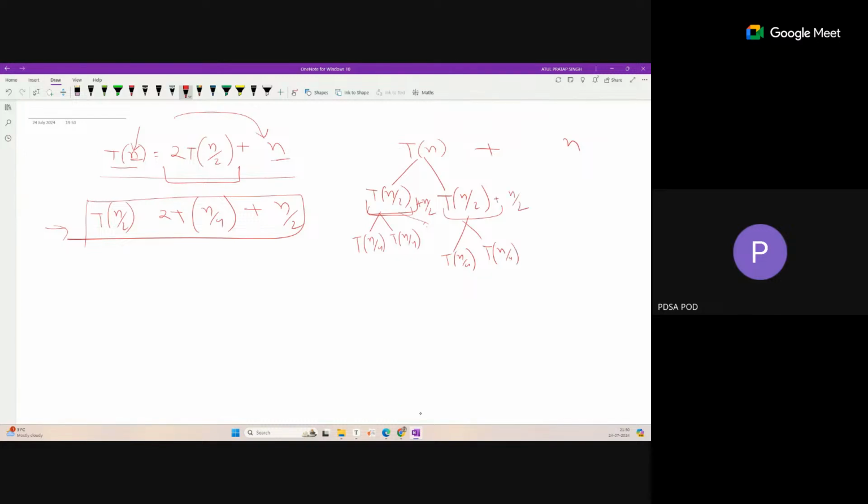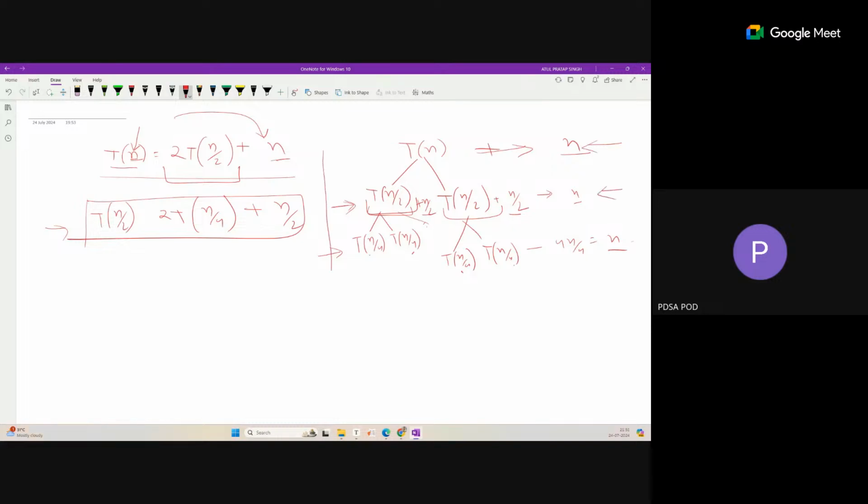Now at this level you need n operations. Next level, n/2 plus n/2, you need n operations, correct? n/2 plus n/2, 2n/2 equals n. Now this is the third level. Here n/4 plus n/4 plus n/4 plus n/4, you will get a total of 4n/4, that means n. In this way, at each level a total of n operations are performed.